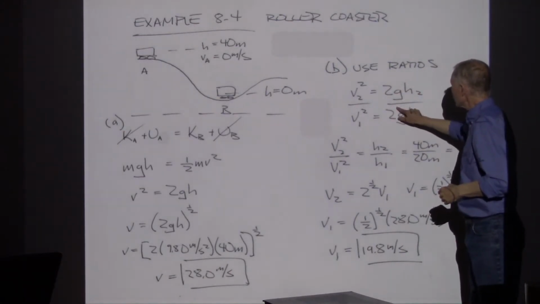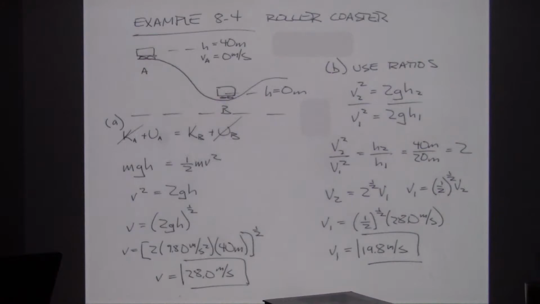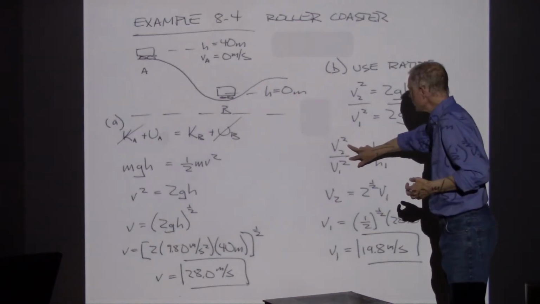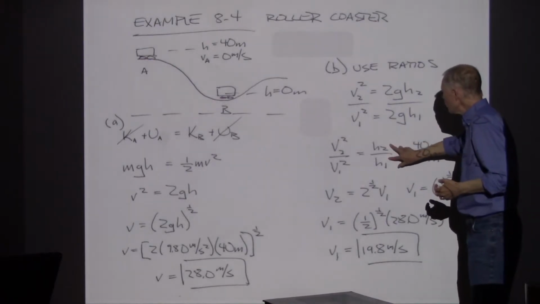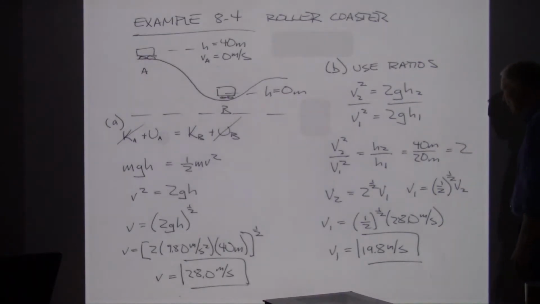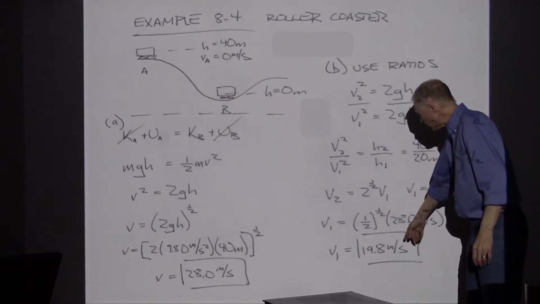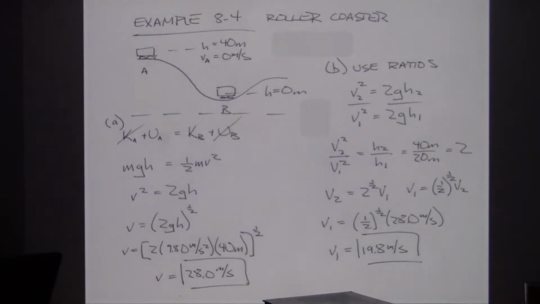Using the ratios, we get cancellation of the gravitational fields and cancellation of the factors of 2. That means the ratio of the squares of the velocities is equal to the ratio of the heights. Since the ratio of the heights here was a factor of 2, we followed that through the calculations and determined that halfway down it would be traveling at 70% of its final speed. It would be traveling at 19.8 meters per second.